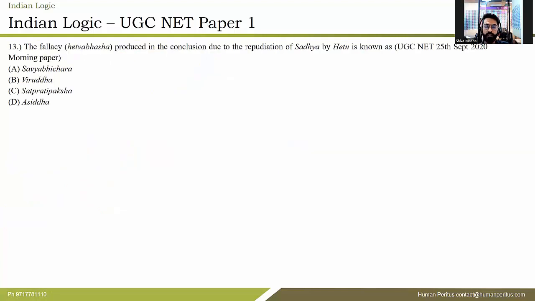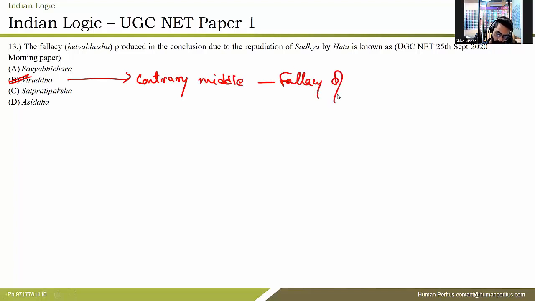Okay. Next question. The fallacy or Hetvabhasa produced in the conclusion due to repudiation of Sadhya by Hetu is known as what? The correct answer is Viruddha, which means contrary middle, or fallacy of adverse reason.